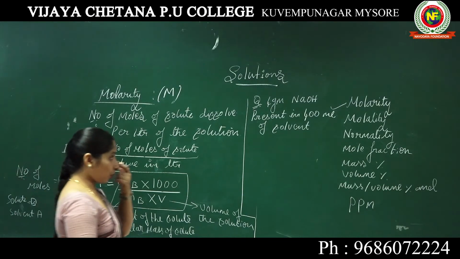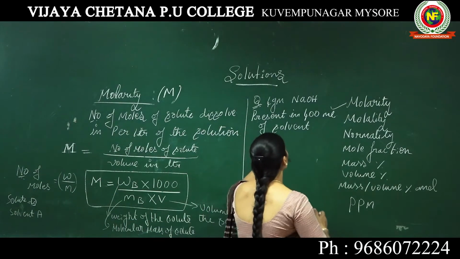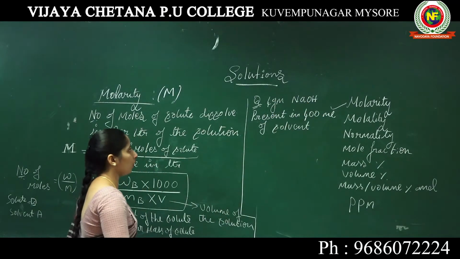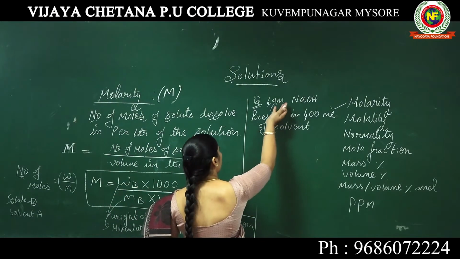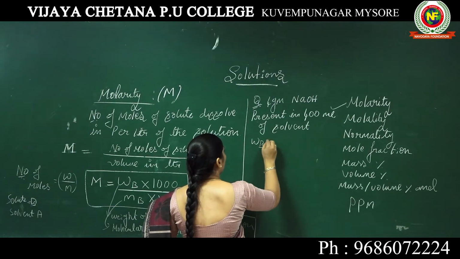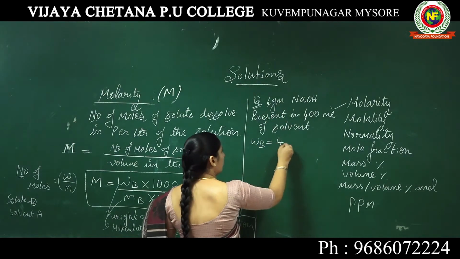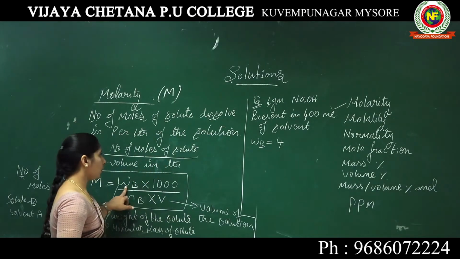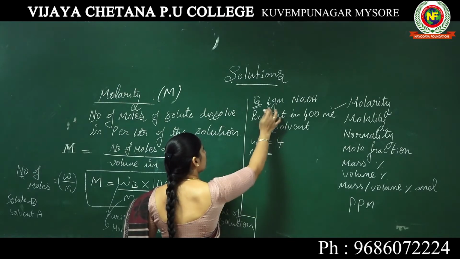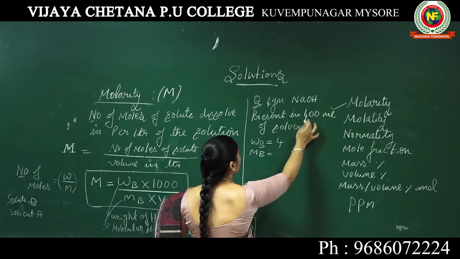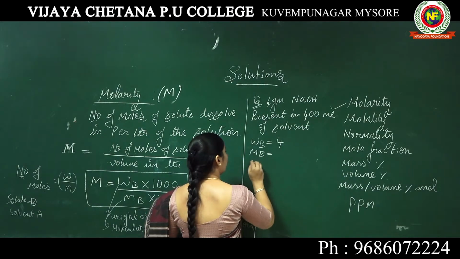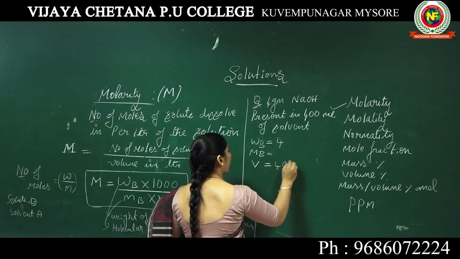First we have to write the given data. 4 gram of NaOH means the weight, so W B equals 4. The 4 gram of NaOH is present in 400 ml, so V is 400.